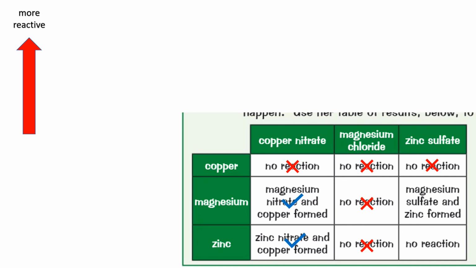Magnesium sulfate and zinc are formed, so that's something new's been made. I've got a reaction, no reaction. Okay. Now I can see much more clearly what I've got in front of me. I'm going to make sure I'm looking at the correct metals. Am I looking at the ones on their own? Am I looking at the compounds? I'm looking at the ones on their own.